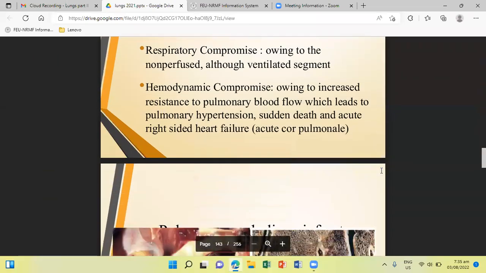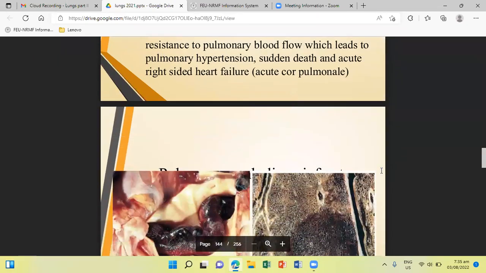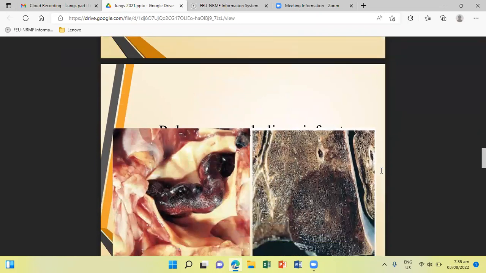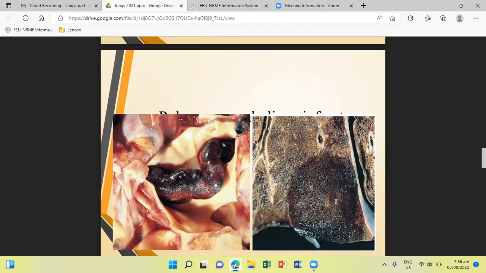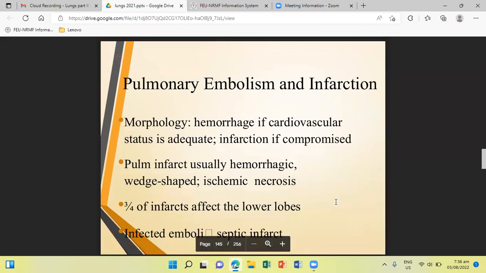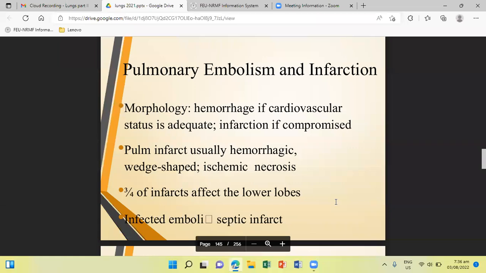This is an illustration of a somewhat large saddle embolus from the femoral vein, which lodges into the left and right pulmonary artery. The presence of the emboli will cause occlusion of the blood supply. On the right-hand side is an example of an infarct. Characteristically, the infarct in the lungs is hemorrhagic. It is wedge-shaped, and when you take sections of it, you will see evidence of necrosis.